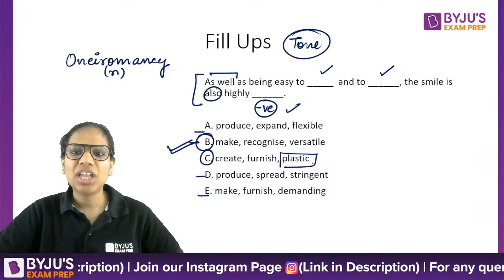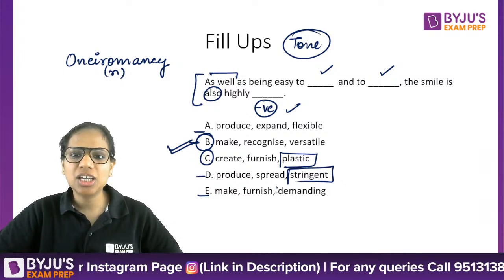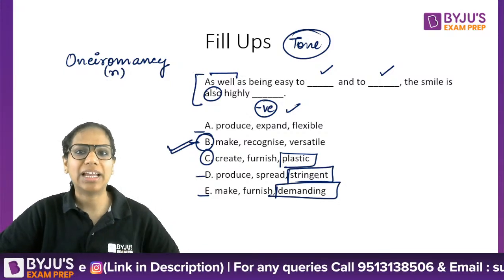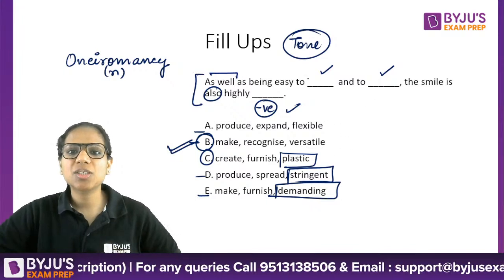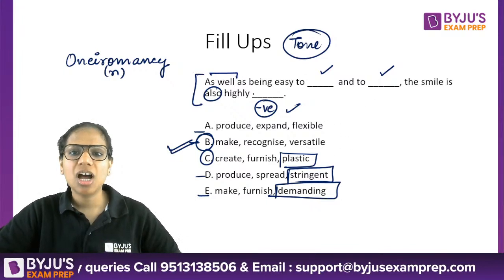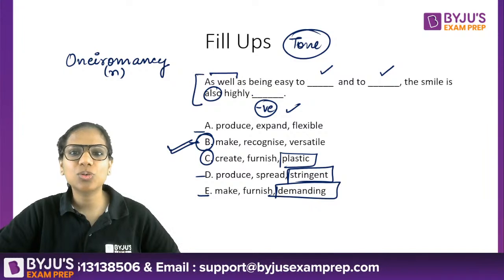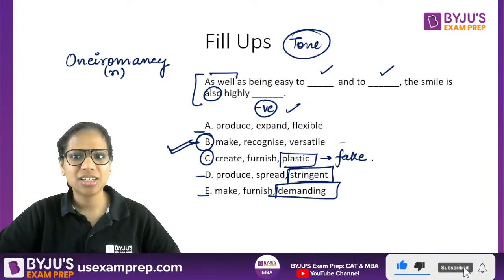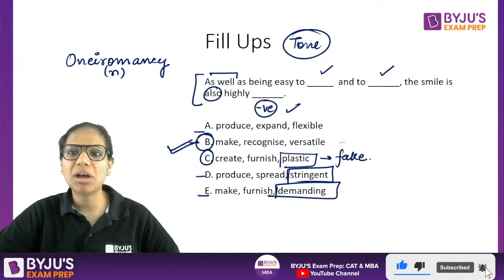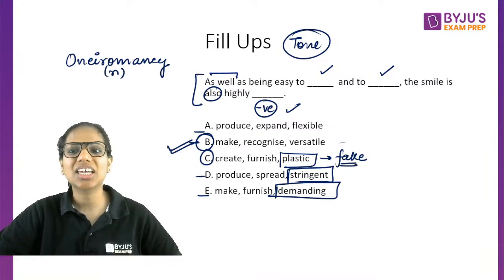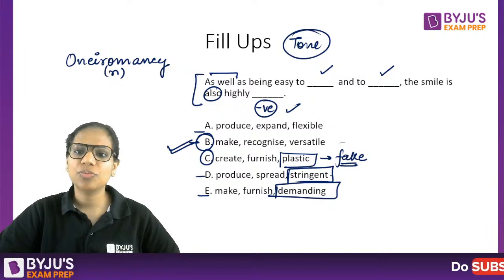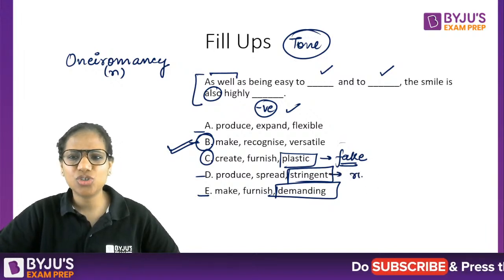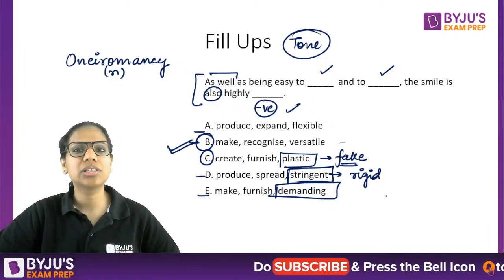Let's see why. I think these three could be rejected because of the third blank, right? Because the smile is also highly plastic. A plastic smile is never considered a good smile. That means it's a fake smile, right? Plastic features, plastic smile, plastic treatments, they are considered fake. So, stringent, something that's very rigid, stringent rules in the school.